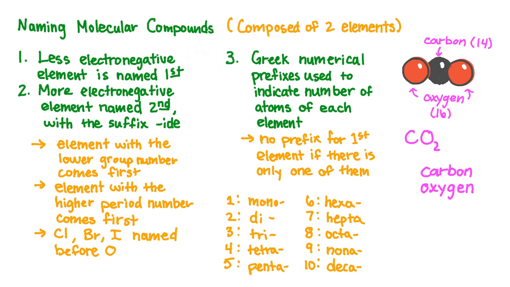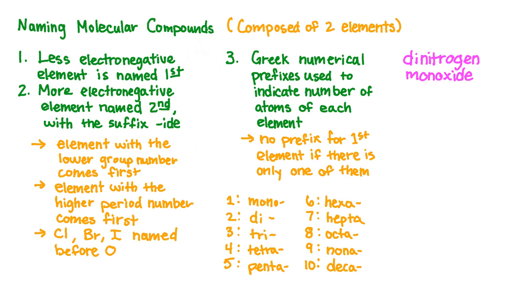Oxygen will come next, but will replace the end of its name with IDE. Finally, we'll use Greek numerical prefixes to tell us how many of each type of atom are in the molecule. There's one carbon, which corresponds to mono, and two oxygens, which corresponds to di. But since there's only one carbon in the molecule and it's the first element that we named, we can drop the prefix mono, which leaves us with the name carbon dioxide.